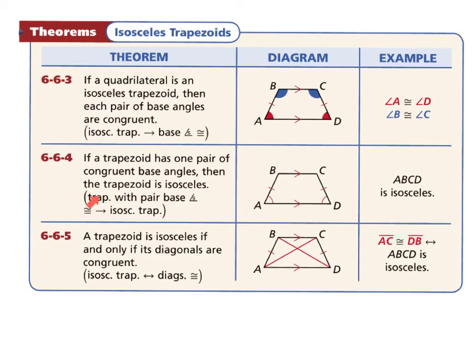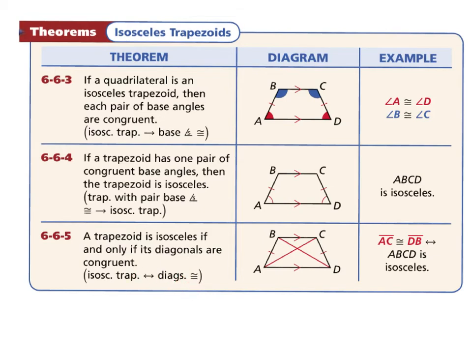Notice though that we have to know first that it's a trapezoid. And lastly, if you have an isosceles trapezoid, that means the diagonals are congruent. But it also is a biconditional. And remember, a biconditional statement is true both forward and backwards. So we could also say that if we have diagonals that are congruent in a trapezoid, then it's an isosceles trapezoid.